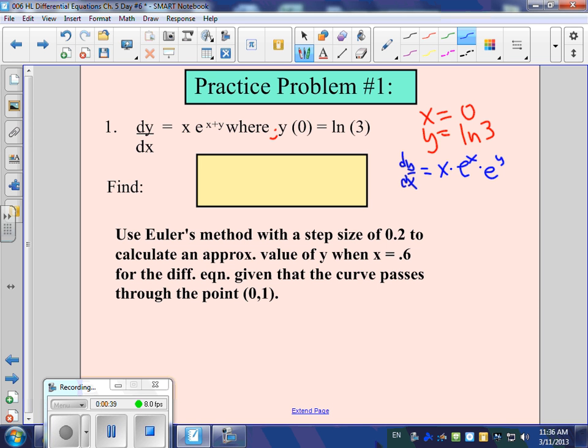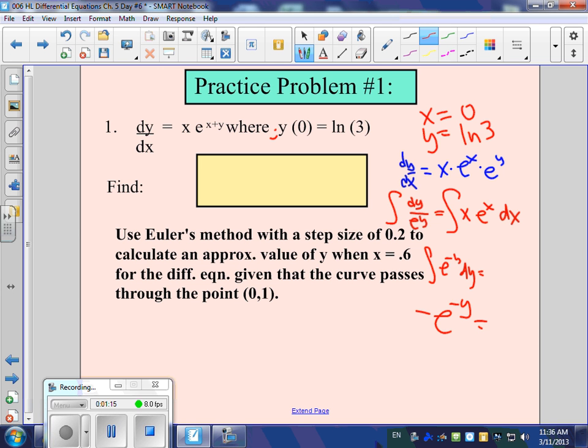E to the y. Now you can separate those variables: put anything with y's on this side, dy, and 1 over e to the y, and anything with x's on this side. So when we integrate these, no problem on the left. This is just going to be e to the negative y. So what's the antiderivative of e to the negative y dy? Negative e to the negative y. So that's no problem.